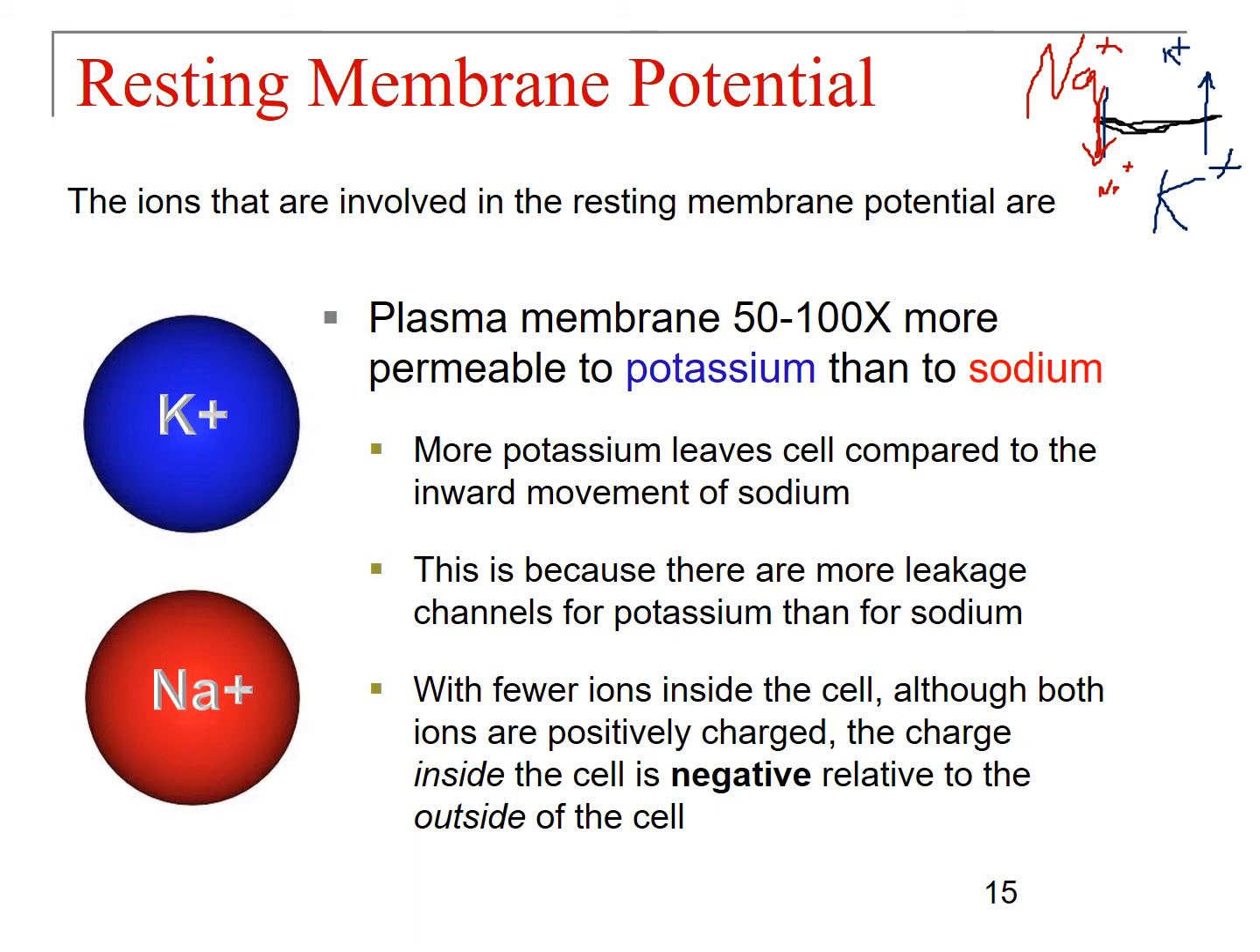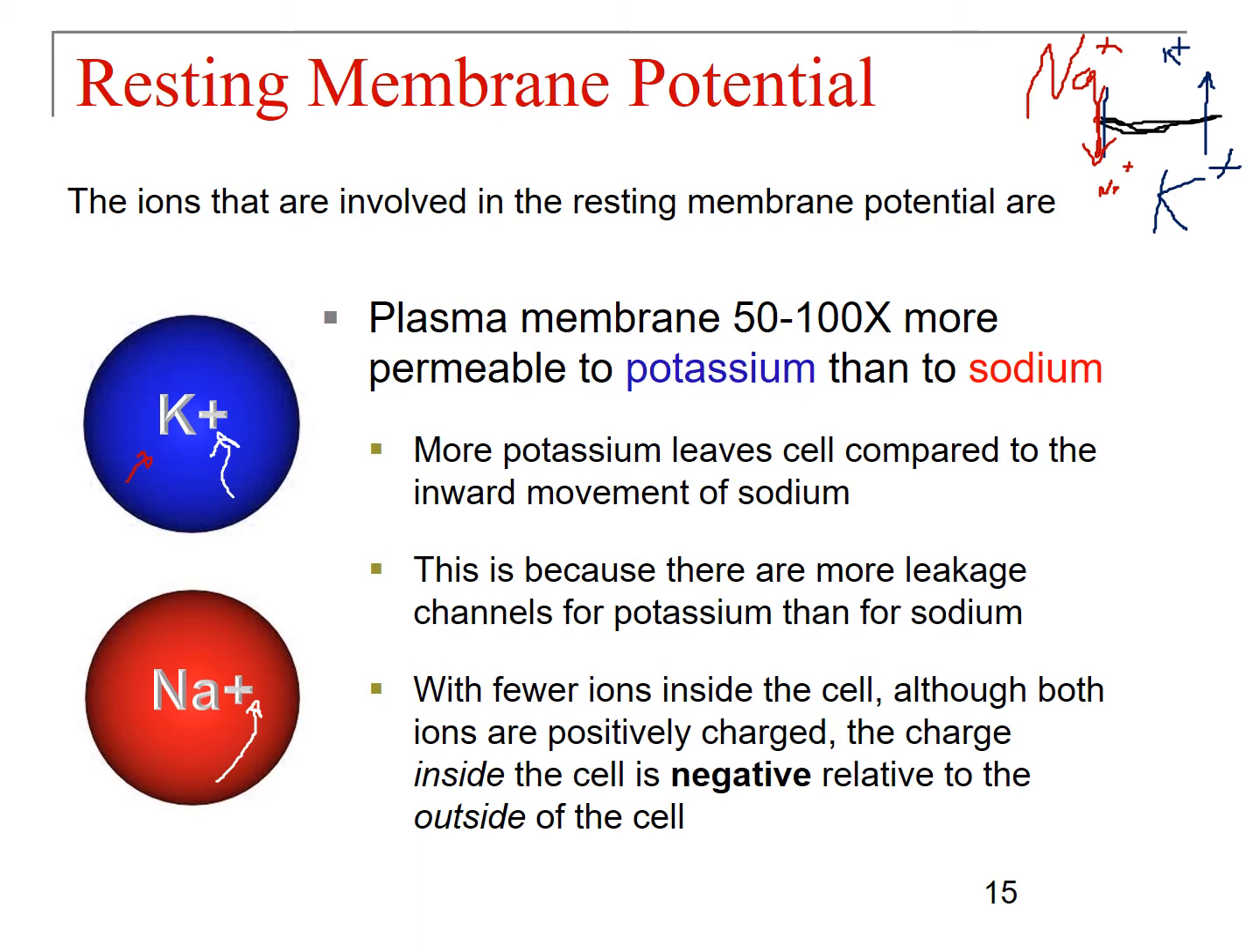Now overall, there are more sodium ions than there are potassium ions. So with fewer ions inside the cell, even though sodium and potassium are both positively charged, as you can see from the pictures here, the charge inside the cell is negative because there are fewer ions inside the cell than there are outside.